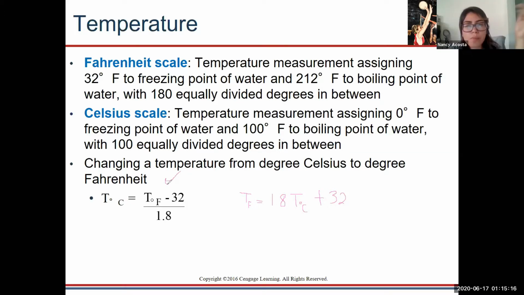What was the question? Water boils at 212 degrees Fahrenheit. 100 degrees Celsius. That is correct. Piece of cake? So far. Okay, good.